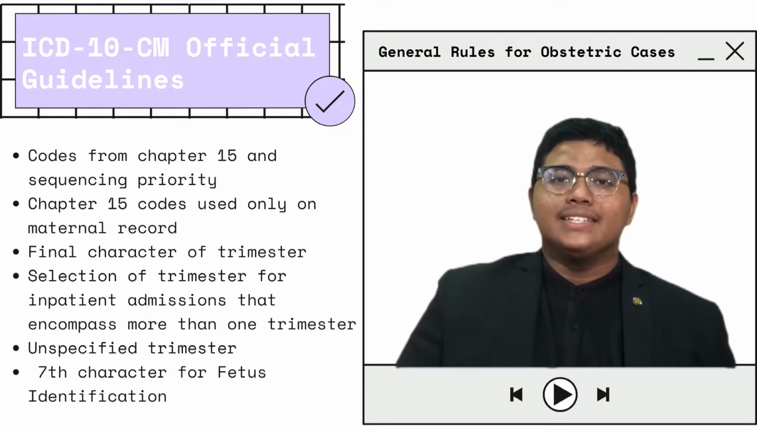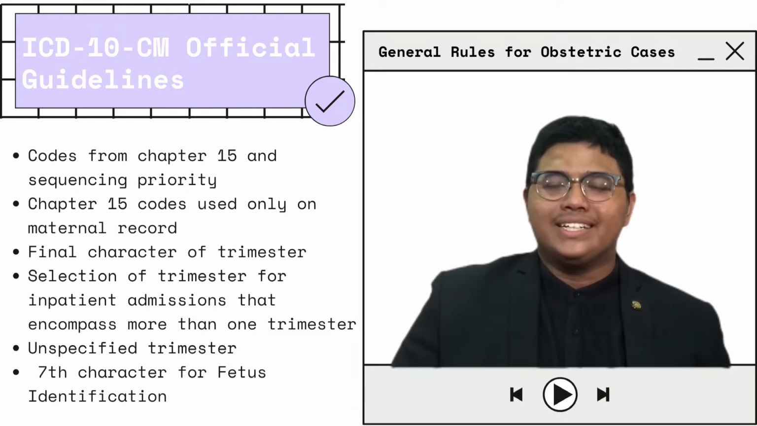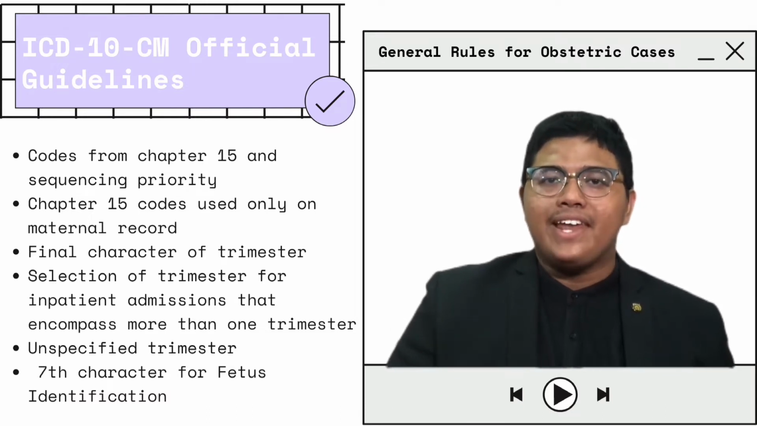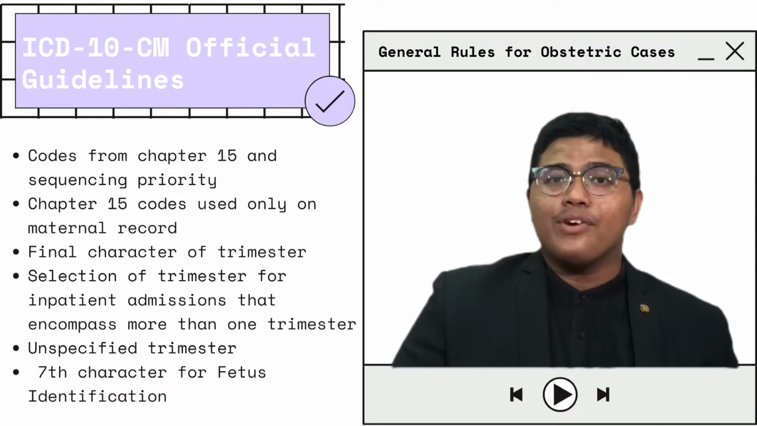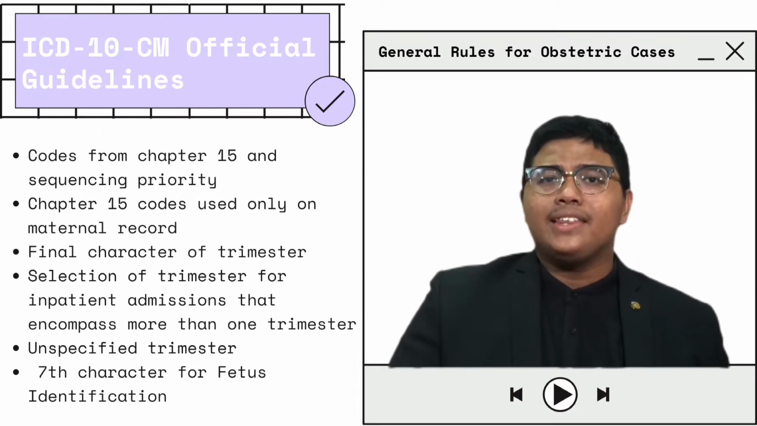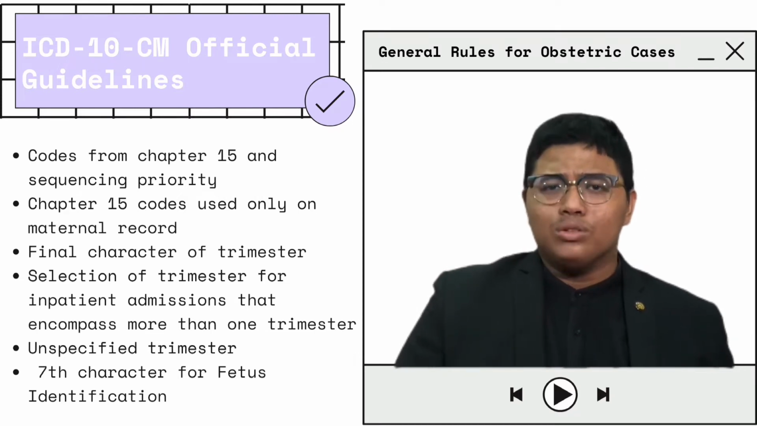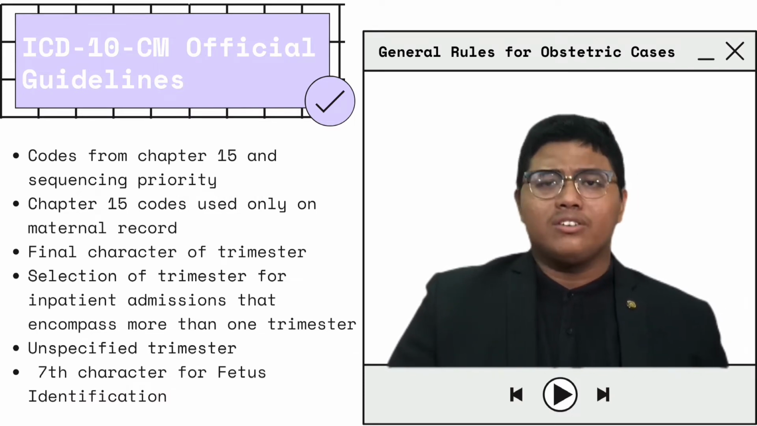Number 4 is the selection of trimester for an inpatient admission that encompasses more than one trimester. Pregnancy complications can happen at any time of the pregnancy, but when a patient is in hospital for a while, the trimester character for their code should be determined by the trimester at which they were admitted, not by the trimester at which they were discharged from the hospital. The character for trimester at the time of admission or encounter should be used if the condition started before or represents a condition that was already there.